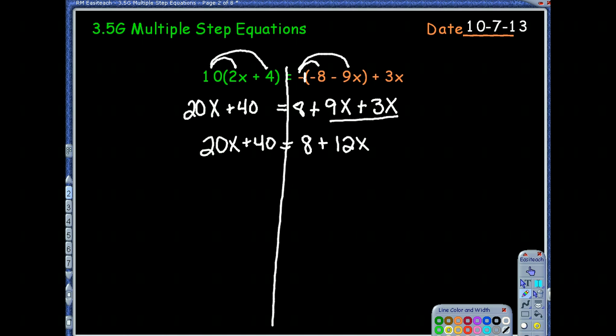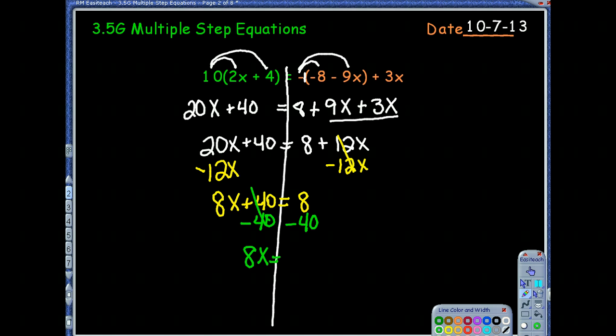All right, at this point, I have no other like terms to combine, so let's go ahead and start bringing pieces back and forth. I notice, for example, to get all the variables to one side, I'm going to need to subtract my 12x. Whatever I do to one side, I know I'm going to have to do the exact same thing to the other side as well. So this is going to give us our 8x plus 40 will equal 8. I've got all the variables to one side, so now I want to try to get all the constants to the other side. So I need to subtract 40 from both sides. We're left with 8x equals our negative 32. And when I divide both sides by 8, that's going to leave us with a negative 4.